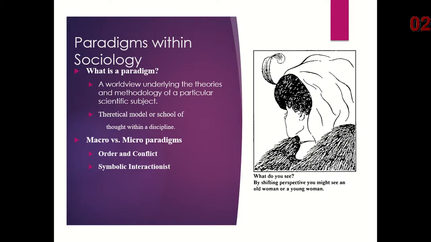Conflict is another macro theory. This is the one that Marx is famous for, if you guys are familiar with him. Pretty much everything is a result of a struggle between those with power and those without. And then symbolic interaction is a micro theory, and it's a little harder to explain, but it is pretty much when you look at individual interactions between people within a society and how they communicate with each other using words, gestures, symbols, etc.